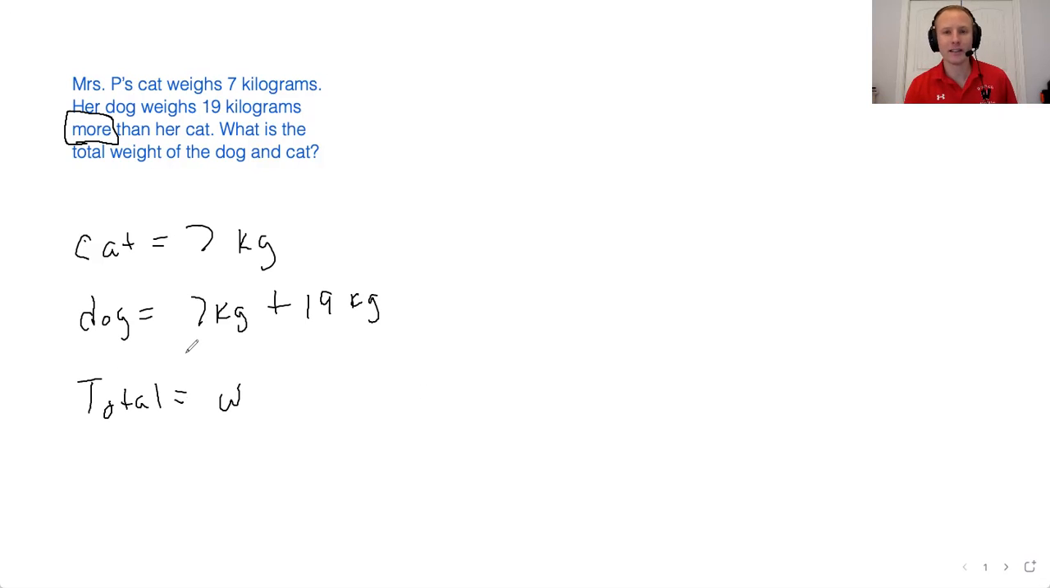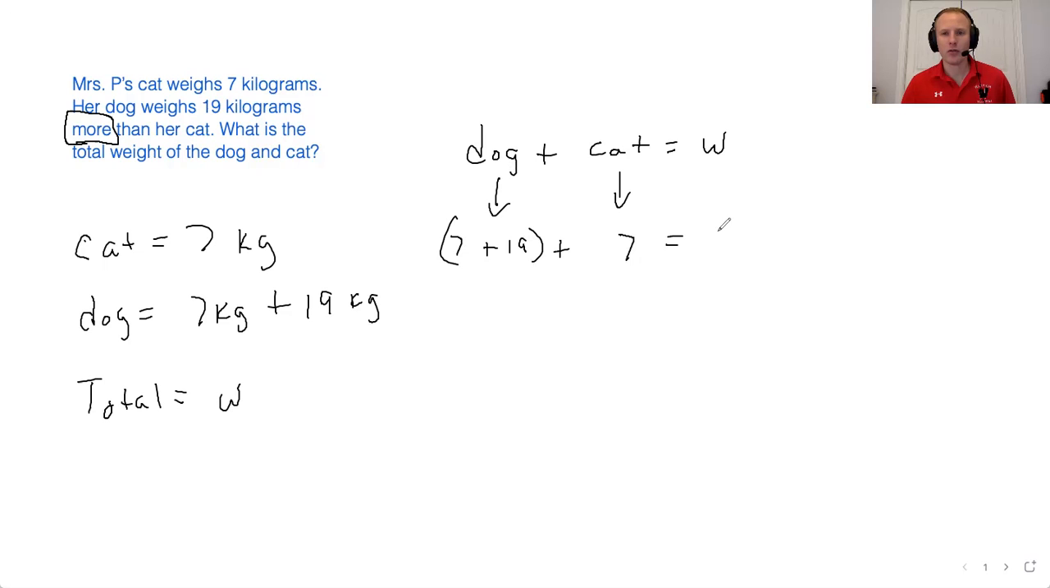Okay, so all I see in here is addition. We're just taking weights and adding them together. We're not multiplying, we're not dividing, we're not subtracting. So this was pretty straightforward. So step 1, I'd say dog plus cat equals total weight, right? So the dog's weight is 7 plus 19. The cat's weight, so that's the dog's weight, plus the cat's weight. Just drawing the arrows there to help you understand where these numbers are coming from, equals W.